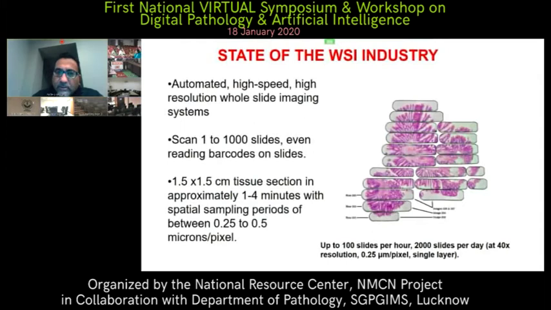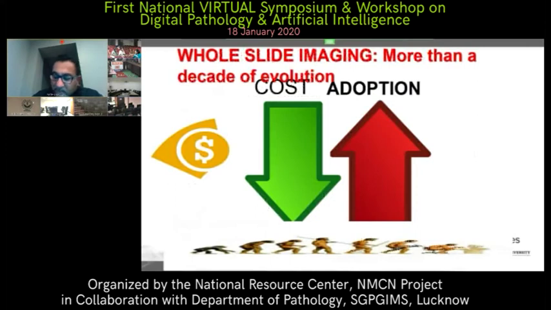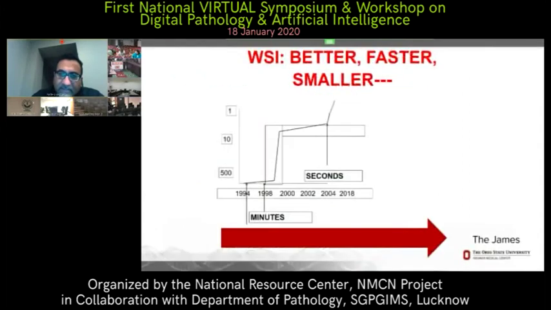Overall, if you look at the cost of the system and the cost of actually scanning a glass slide and making it digital, the cost has gone down significantly in the last decade, and the adoption continues to increase. So systems are getting better, faster, and smaller.